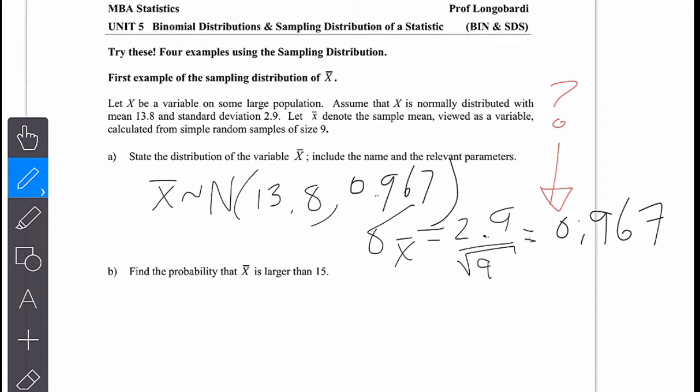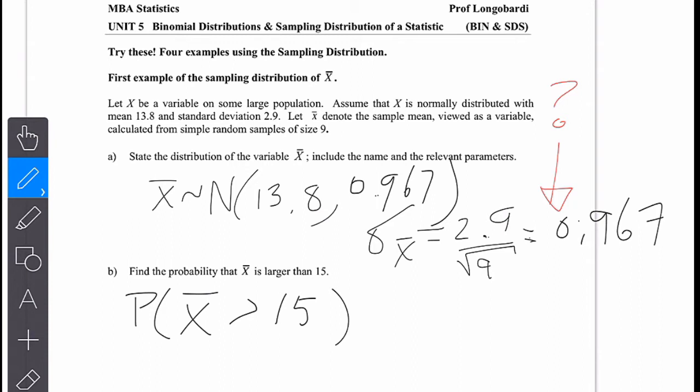So now we have the distribution. Remember, statistics is about means and relative measures, and our goal is ultimately to alleviate uncertainty. I've derived the distribution, and now I want to find the probability that X bar, the sample result, will be larger than 15. So the sample mean will be larger than 15. Where's the distribution for X bar? I derived it above.